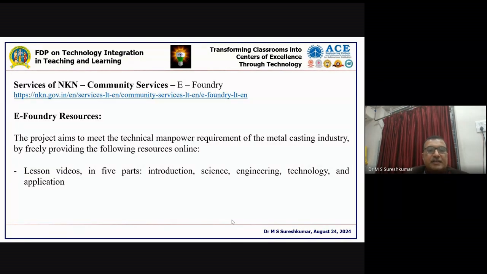These resources are divided into 5 parts: introduction, science, engineering, technology, and application. Casting and foundry is one of the common industrial practices in India, where they need a lot of guidance to improve the quality and quantity also. This resource caters to their need.